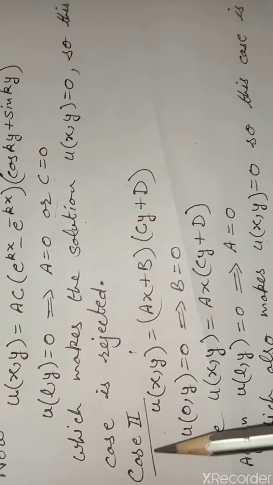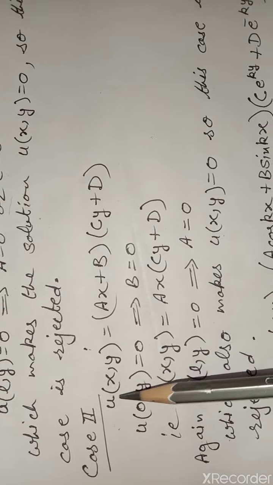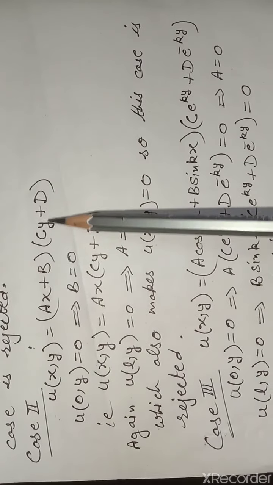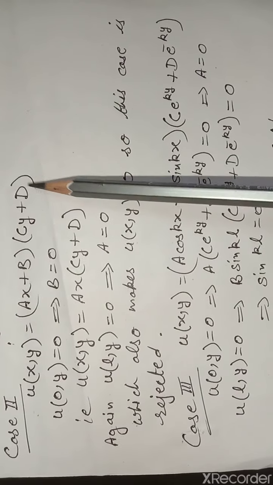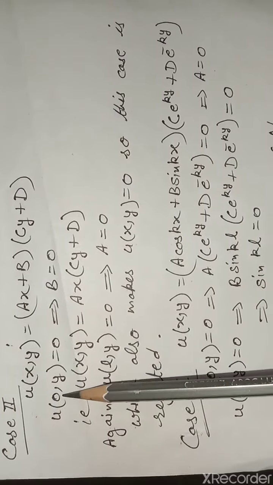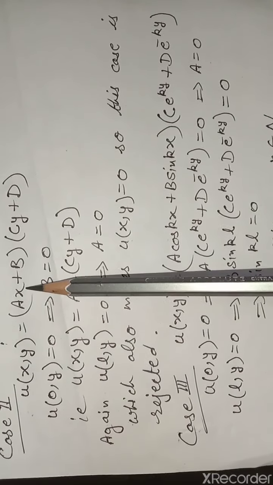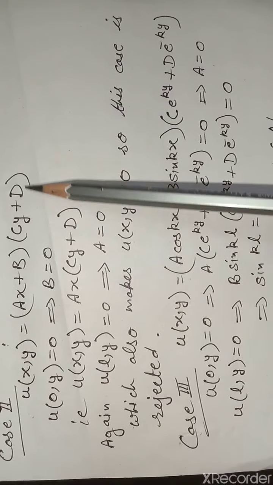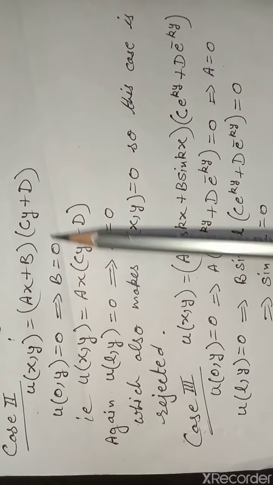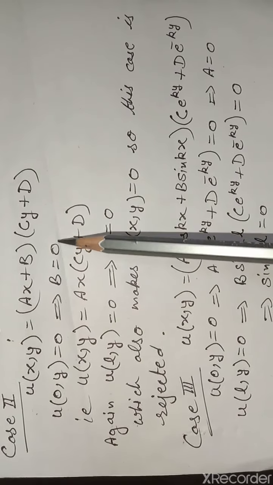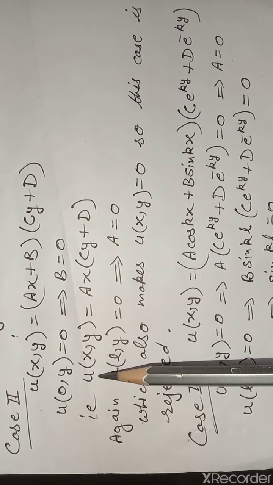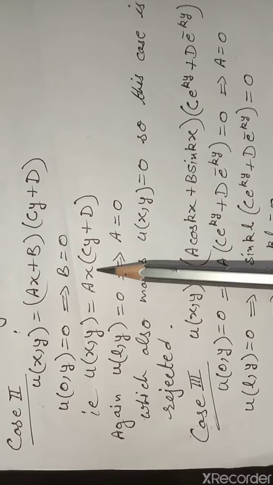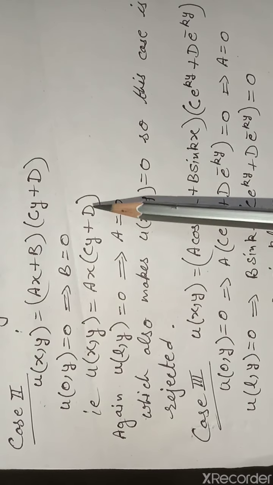Now we move on to the second case. In the second case, the solution is u(x,y) is equal to (ax plus b) multiplied by (cy plus d). So we use this initial condition. Put x is equal to 0. When we put x is equal to 0, then we have b into (cy plus d) is 0. And this will give you b is equal to 0. And it means what? This solution reduces to only ax multiplied by (cy plus d).